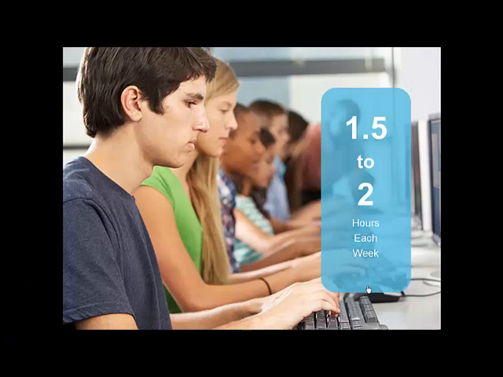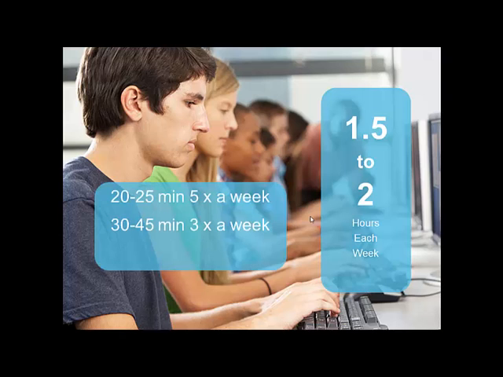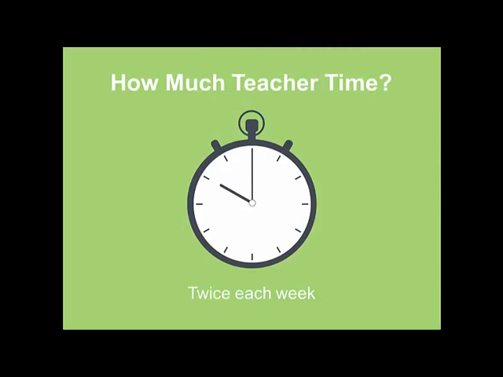We ask that students work 1.5 to 2 hours each week at a minimum in Ascend. And there are many ways that teachers have divided up this time to make it work. But how much time does it take the teacher? Little more than a few minutes, a few times a week to monitor progress. Remember that the lessons are automatically assigned.